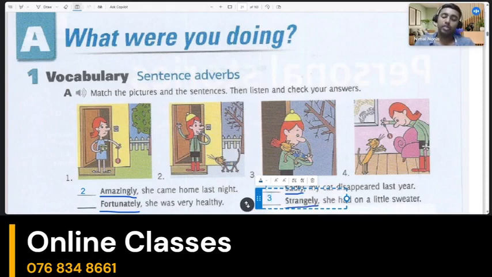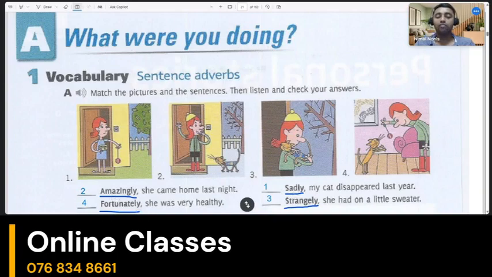In the third picture we can see that the lady was inspecting the cat and the cat had a little sweater on. It was a strange thing because a cat would not normally have a sweater, but this cat had one. So they have used the word strangely. And the last one is this one. Fortunately, she was very healthy. In the last one, the lady and the cat were playing. That means the cat was healthy. So that was a fortunate thing. Fortunately.